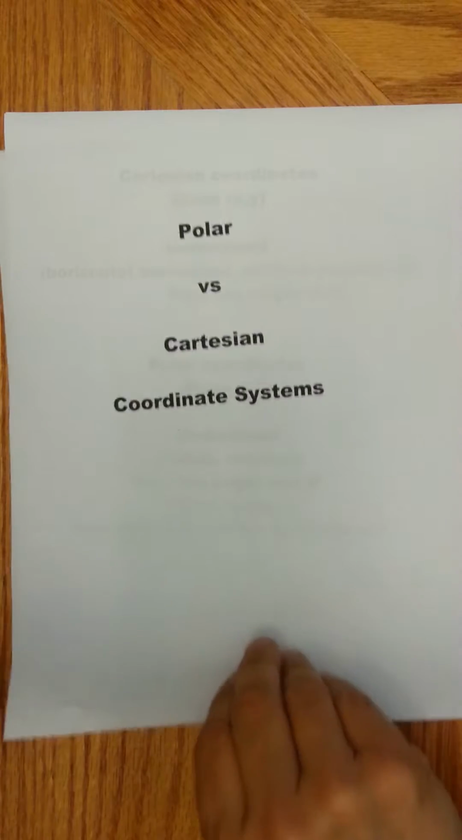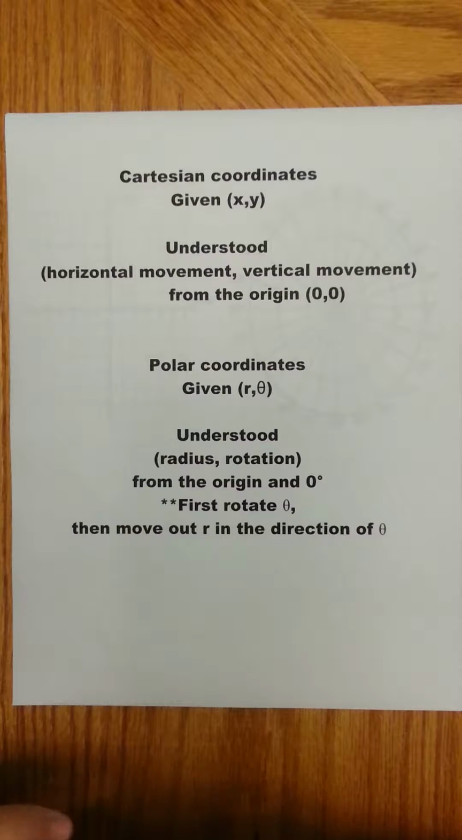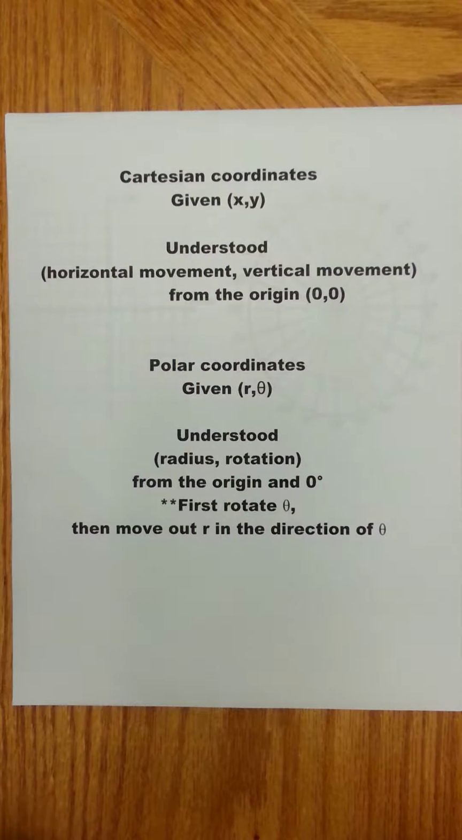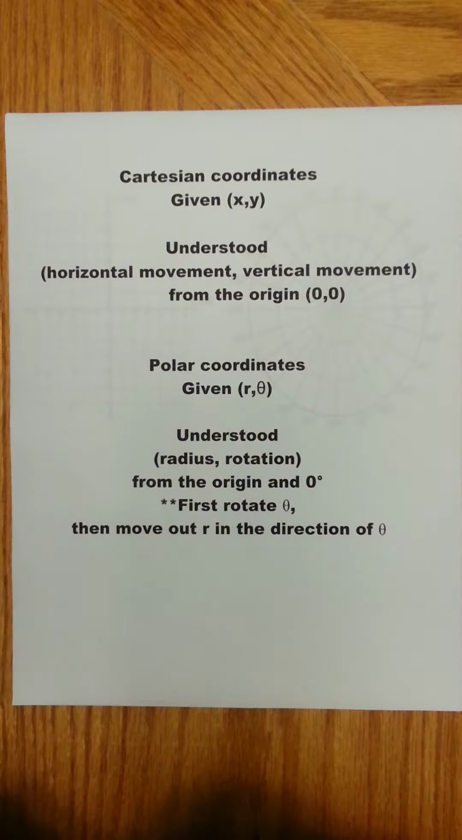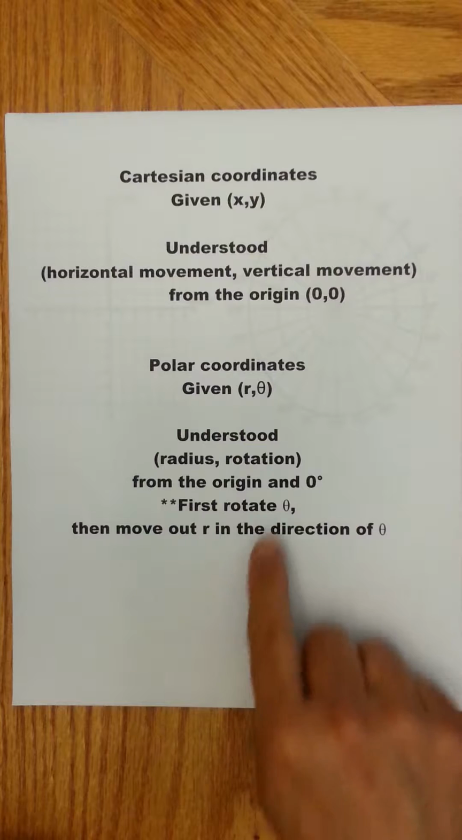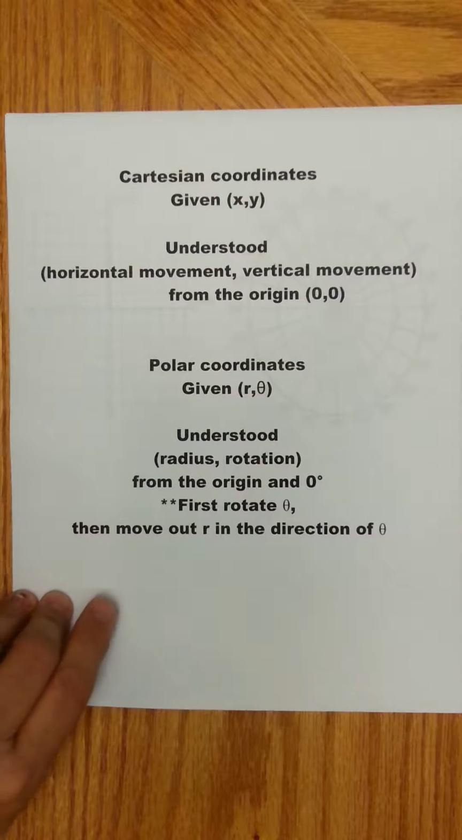Okay, so when you look at the Cartesian coordinate system, that's essentially a grid system. And when you're given a point, it's an XY point, and we know then the X is the horizontal movement from the origin, and the Y is the vertical movement from the origin. Now the polar coordinates, you're given a point, it's the radius and then the angle, the rotation. And again, all motion is from the origin and 0 degrees, but first you rotate and then you move out a certain radius in that direction of theta.